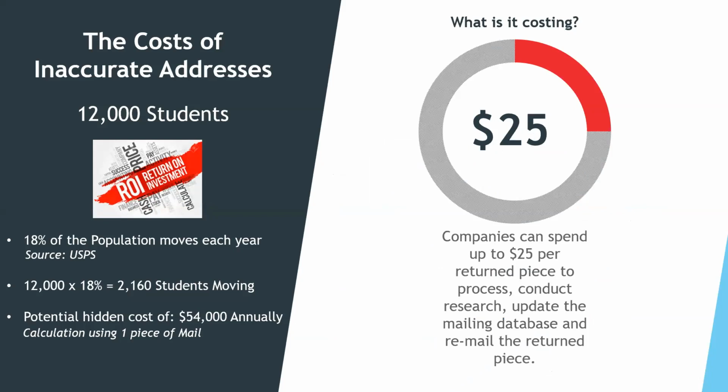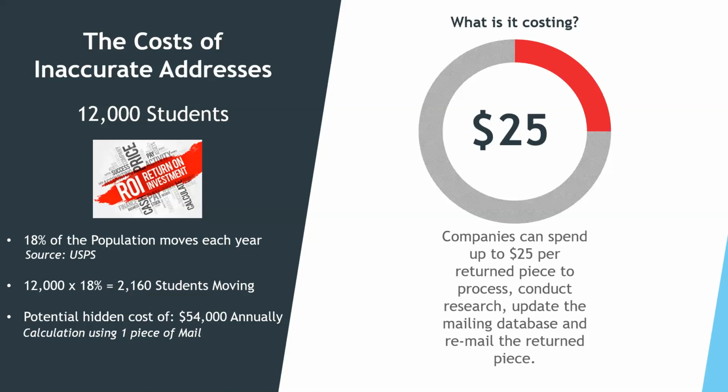in the case that it was unable to be delivered. So since 18% of the population moves each year, we used a higher education perspective in this particular example. So we used 12,000 students. If you can imagine using that quick formula of 12,000 students and 18% of them moving, that gave us 2,160 students moving annually with a potential hidden cost of $54,000 using that $25 cost as a calculation measure. So again, that number may be more or less something that you're dealing with, but we definitely want to make sure that you're aware that this is a component that affects your costs, and there are components built in with Clean Address that will help you mitigate this problem.